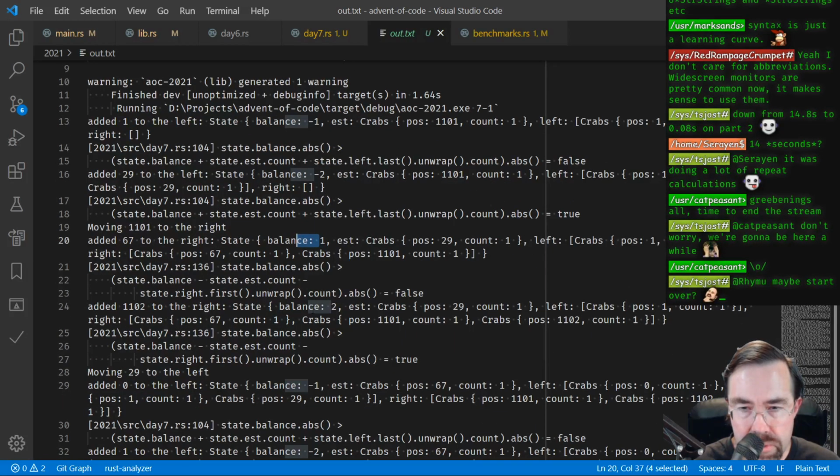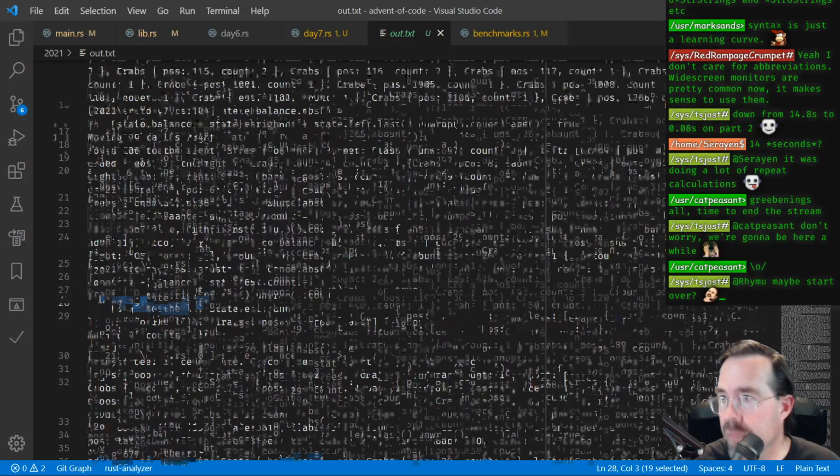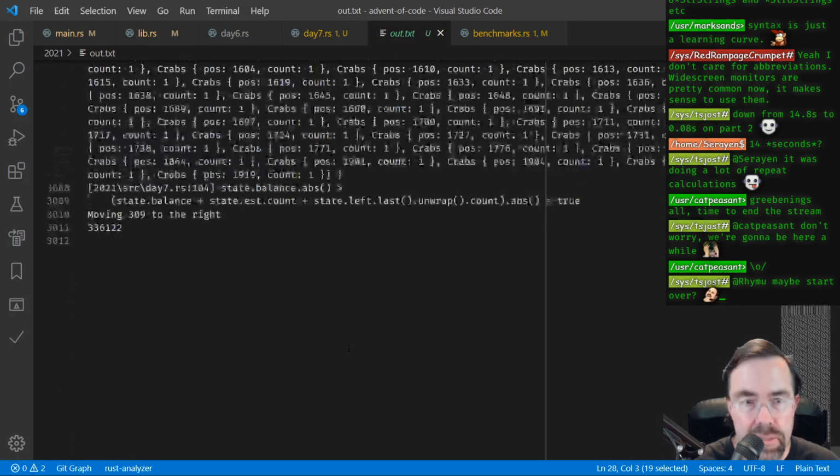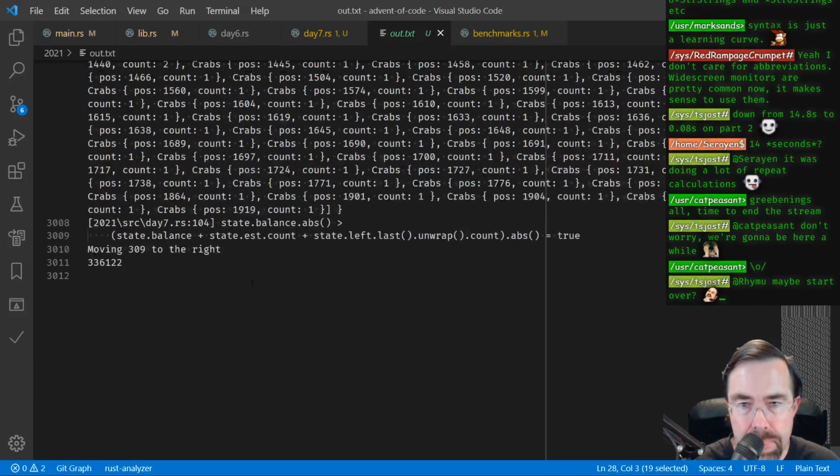Add 1102 to the right. Balance is, yeah, added moving 29 to the left. And then added 0 to the left. But I'm not ending up with the right answer, right? 336122. That's not the right answer. It's too high.